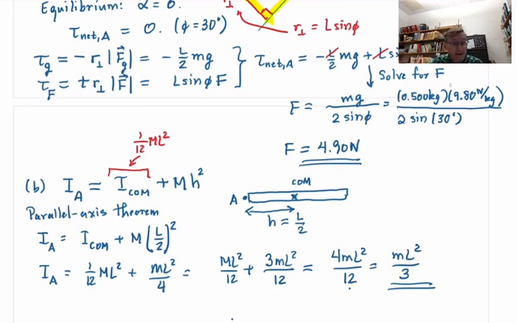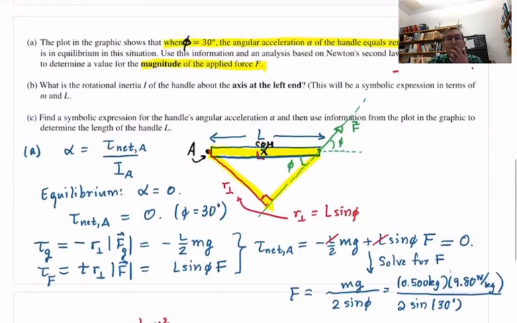We use the parallel axis theorem. We will do that a lot. But we've done all it's asked to do in part B. So now, let's go to part C. Part C says, find a symbolic expression for the handle's angular acceleration alpha, and that means for arbitrary phi, between 0 and 90, okay? And then use the information from the plot in the graphic to determine the length of the handle L.